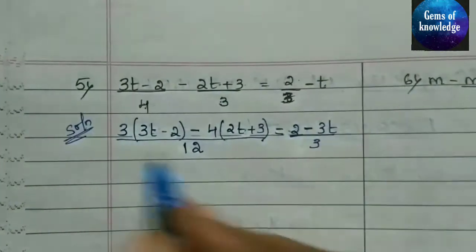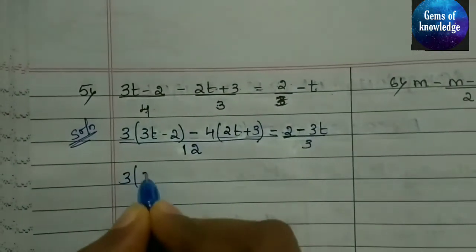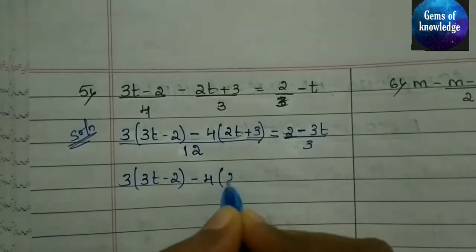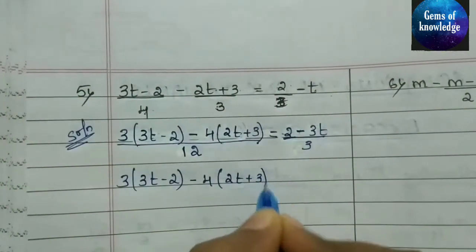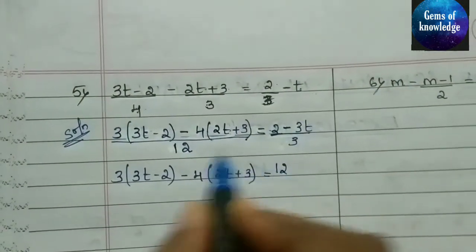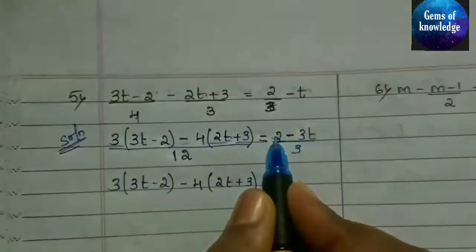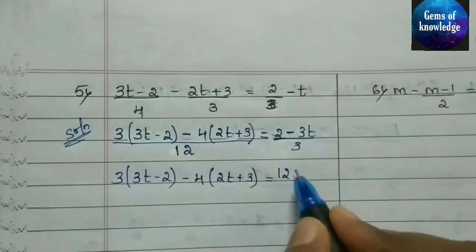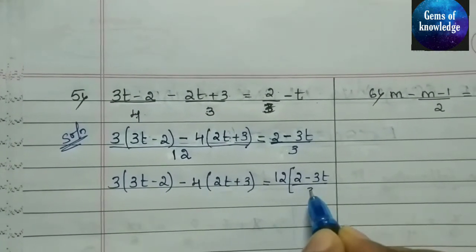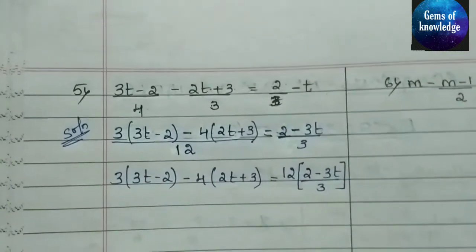Okay, so it will become 3 into 3t minus 2 minus 4 into 2t plus 3, which is equal to, this 12 will be, after bringing this 12 to this side, it will become multiplication. So we will get 2 minus 3t divided by 3 will be like this only.